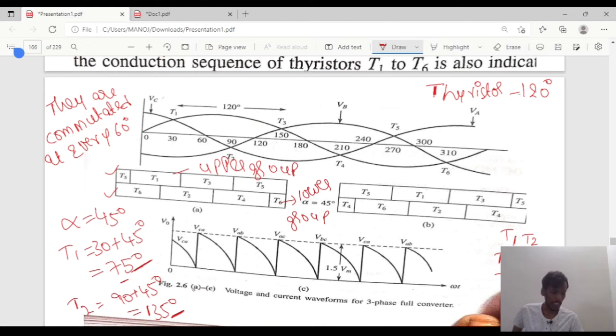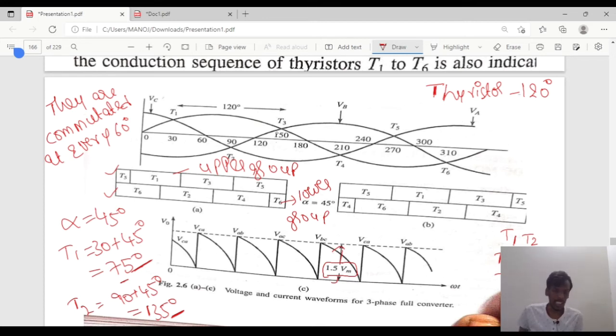Here the voltage appears across the load. It varies up to 1.5 Vpm, where Vpm is the maximum phase voltage appearing across the load. So when T1 is turned on, T6 is commutated from the negative group and T1 is already conducting. So T1, T2 will conduct.